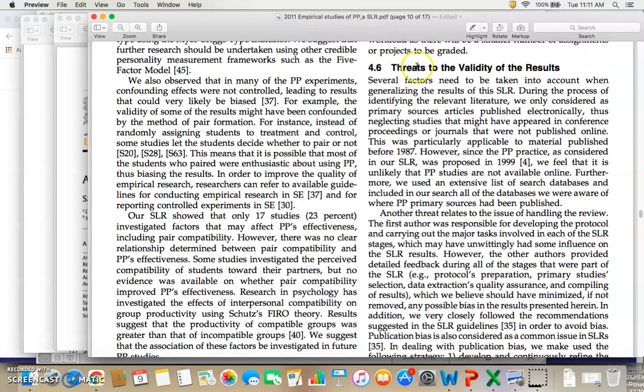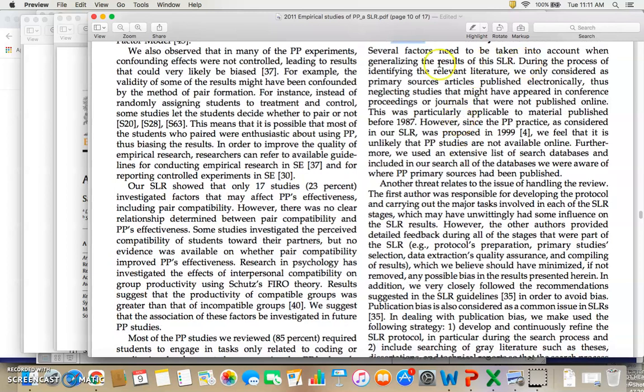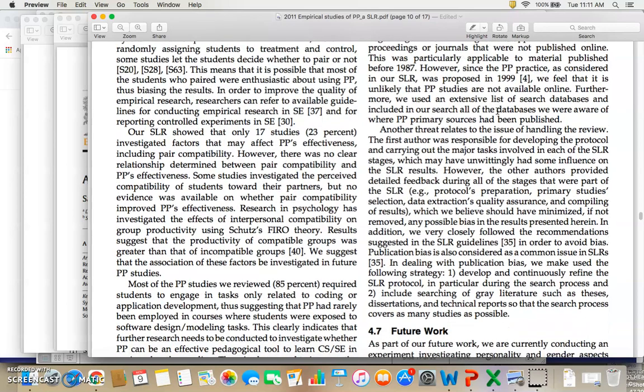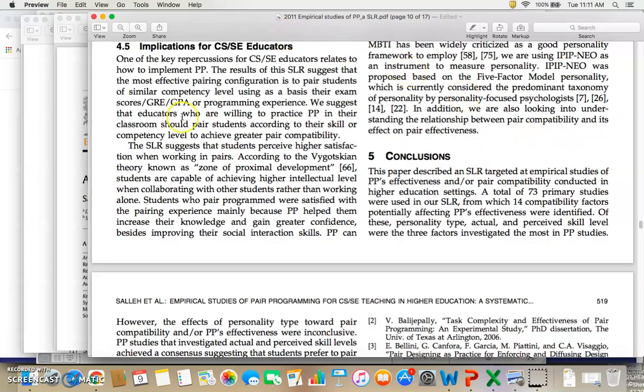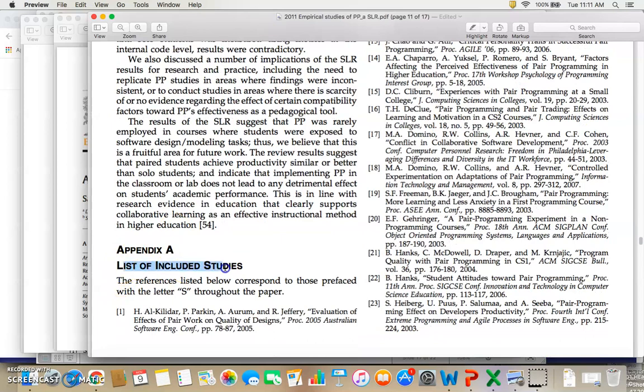And threats to validity are the factors that might have affected the validity of the results. So I'm putting up some of the factors that need to be taken into account when generalizing the results. For example, in terms of selection of studies, I might have missed some studies because I did not use a complete set of databases. And then future work and the conclusions. This is the list of included studies.